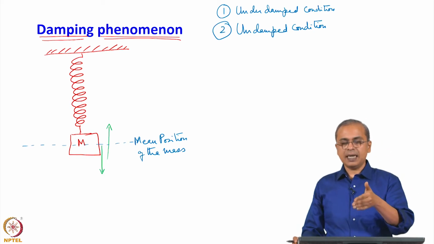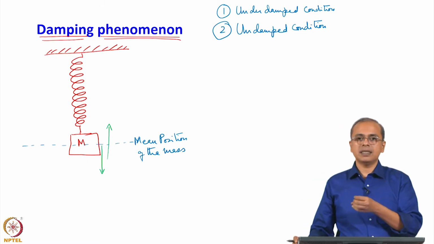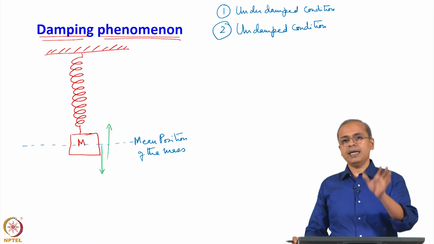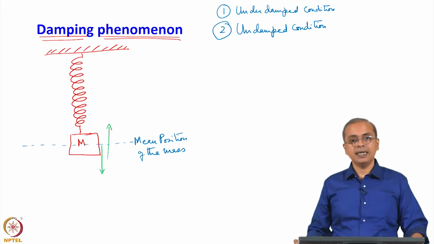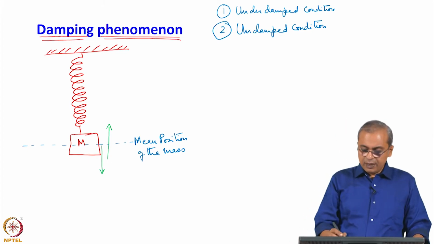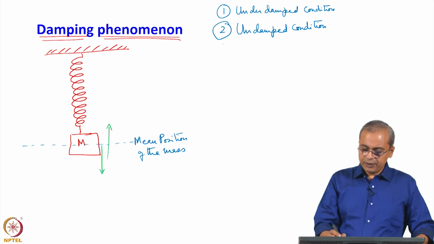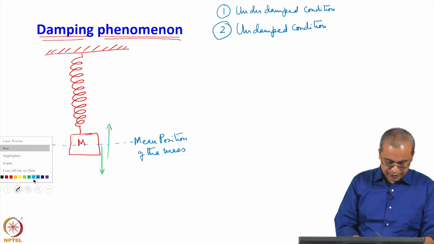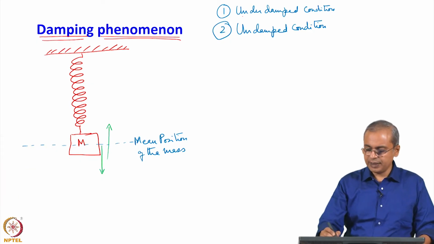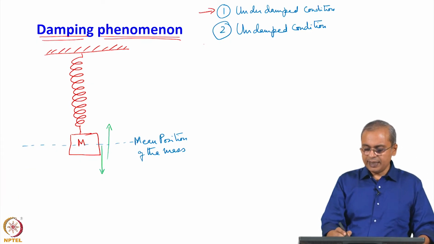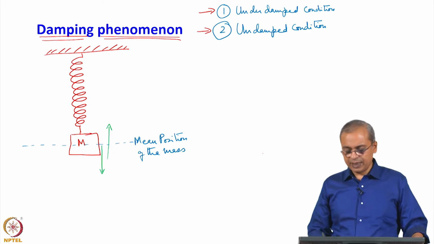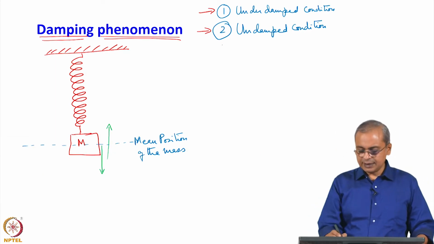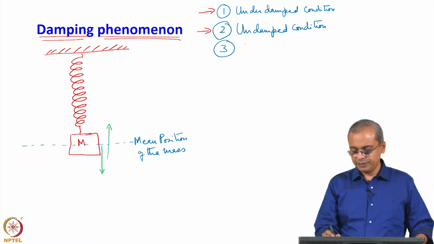This is a hypothetical situation where you consider the possibility that you lose no energy in the process and it continues to vibrate indefinitely, and that is considered an undamped condition. You can go to the other extreme. What I said is that this is your most common experience. One extreme is the undamped condition. Now, we will look at the other extreme, which is considered the overdamped condition.